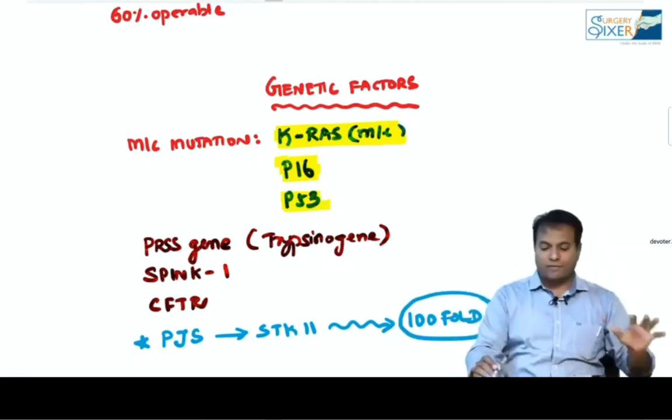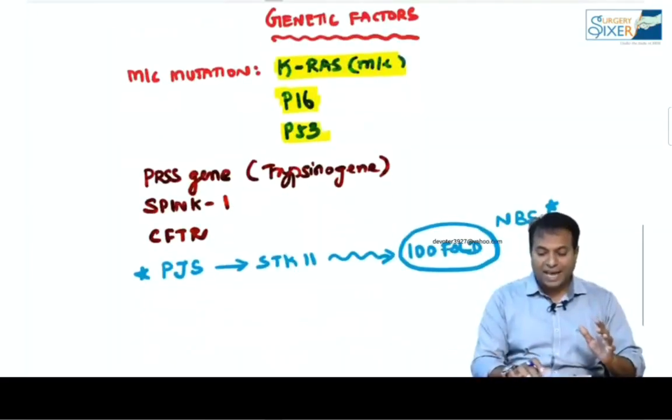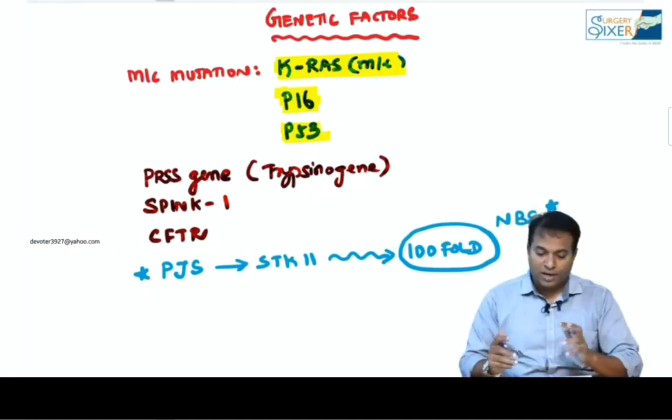Which mutation has a 100-fold risk is an NBE question. So, national board question: which mutation has a 100-fold risk of pancreatic cancer? The 100-fold risk is associated with Peutz-Jeghers syndrome.